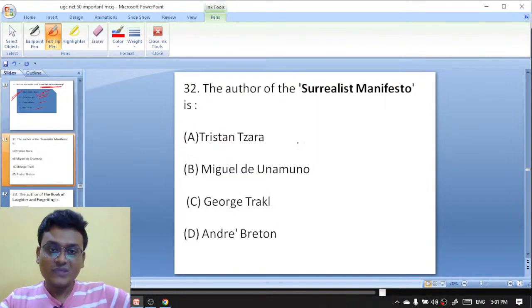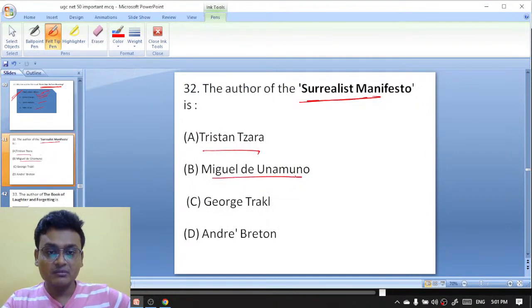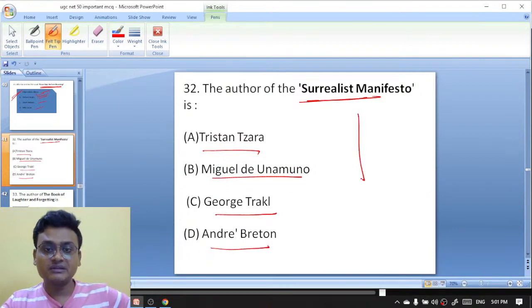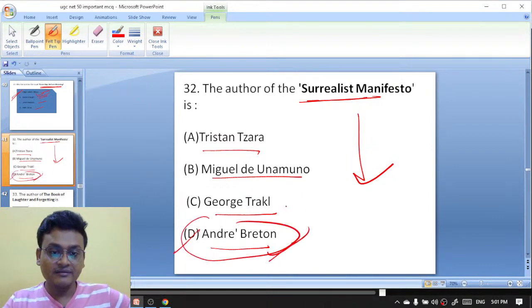The author of the Surrealist Manifesto is Tristan Tzara, Michel Leiris, Georges Trakl, or André Breton. Who wrote the Surrealist Manifesto? It is André Breton. Surrealist Manifesto has been written by André Breton.